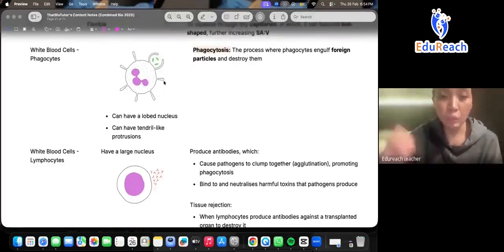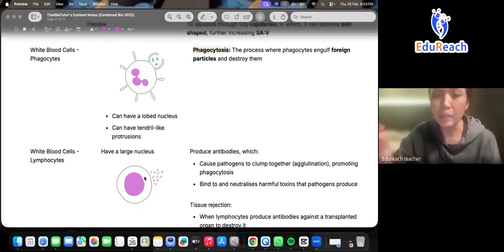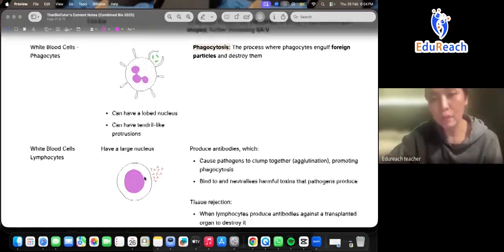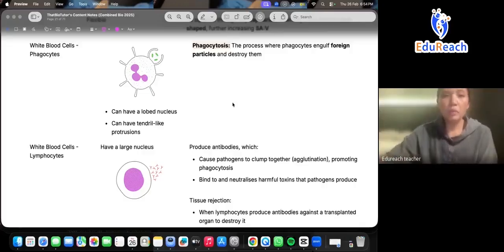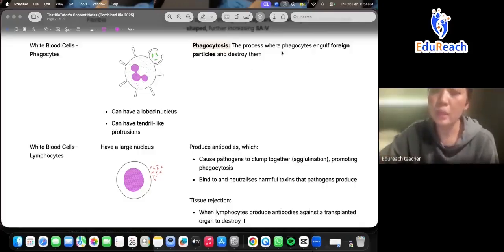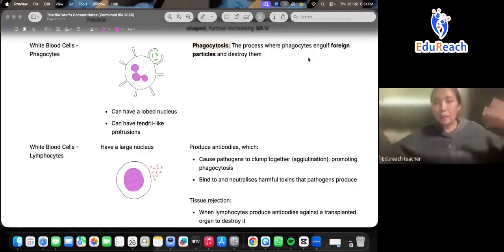White blood cells, there are two types, phagocytes and lymphocytes. Phagocytes are associated with a spiky-ish kind of appearance, with these tendrils. Lymphocytes look like a sunny side up egg. So sometimes you might have questions that ask you to identify what are phagocytes and what are lymphocytes. Need to know.